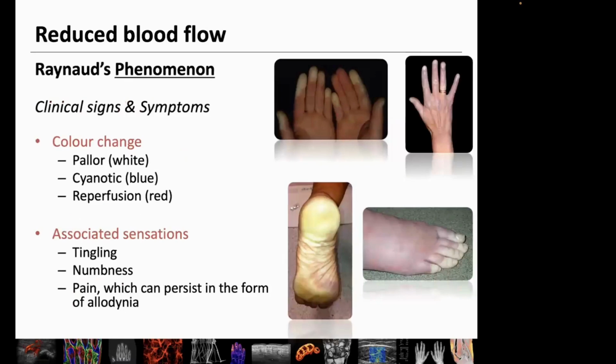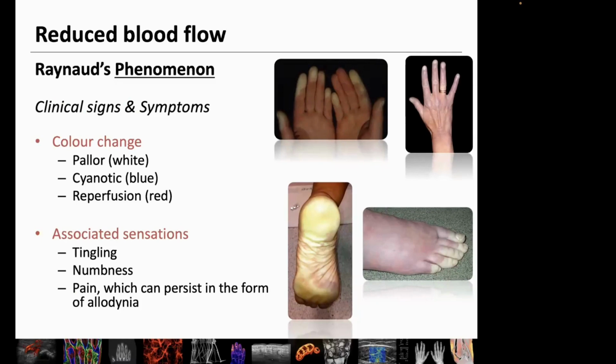You have the white, and then it goes to the blue, and then it goes to reperfusion, which is the red. And as it goes through these processes, when you have the white, it's because the blood is not reaching that area. When it gets into the cyanotic, the blood is there, but there's no oxygenation, there is no oxygen in the area. And the red is normally when the blood just rushes back into the fingers, and it creates the sensation of feeling more like a pain.